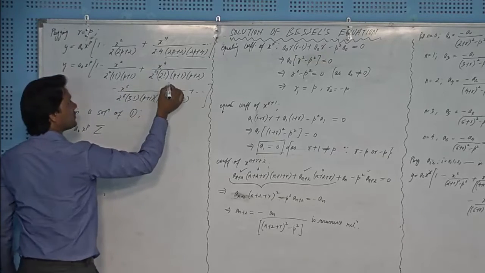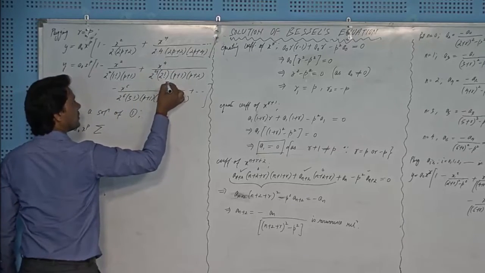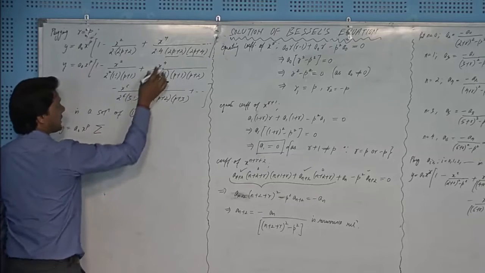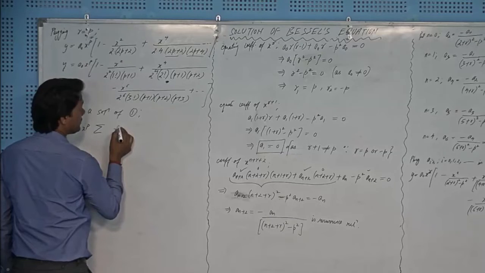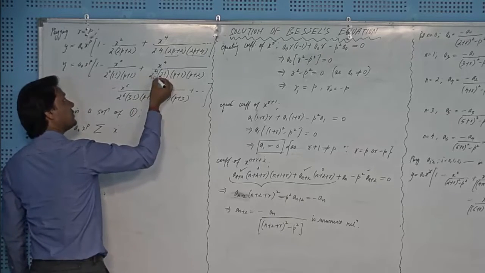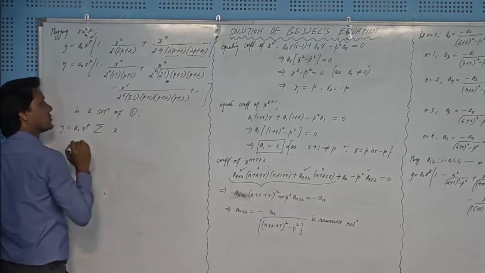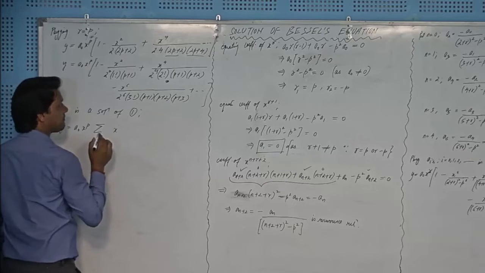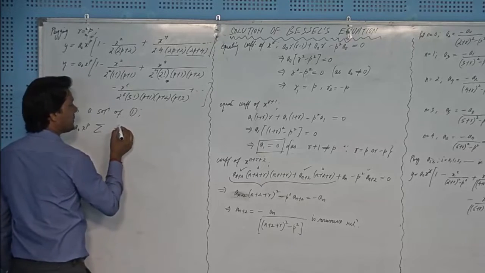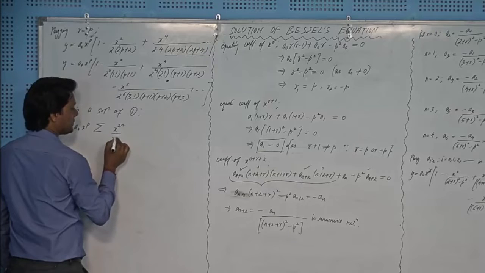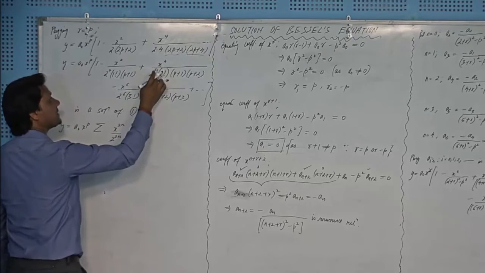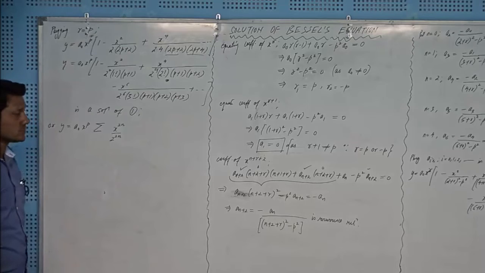So if you focus on this term, I will put a dot here for this term, right? So this is x to the power 4 and 2 to the power 4, x to the power 6, 2 to the power 6. So you can say that x to the power 2n and 2 to the power 2n, because both x and 2 have the same powers, right?